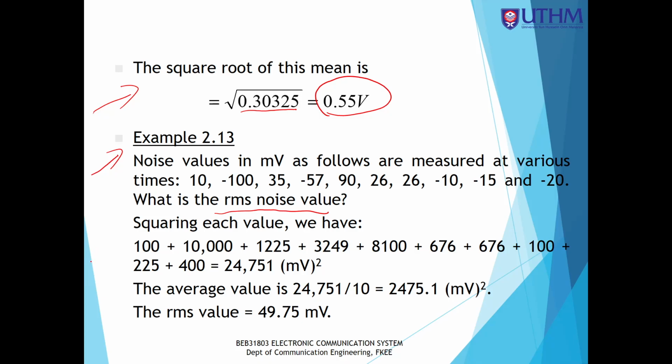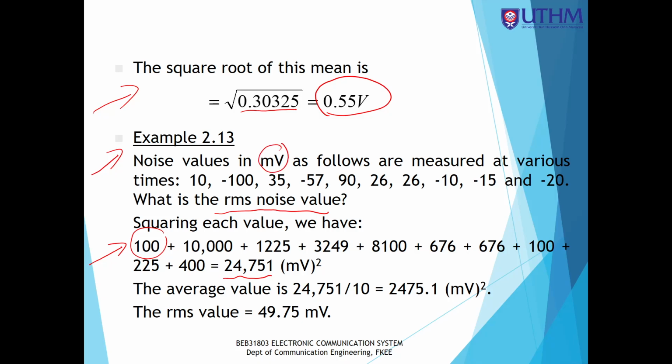So in this case, the first step is to do quadratic summation of the measured values. Okay, do the quadratic summations: 10 square plus 100 square plus 35 square. So the total quadratic summation you will get 24,751 millivolt square. Okay, because the value is in terms of millivolt.